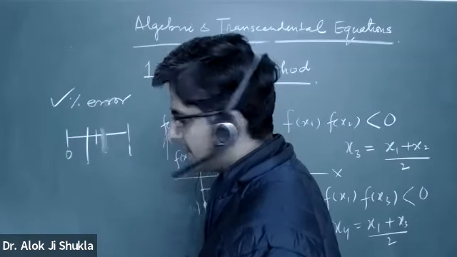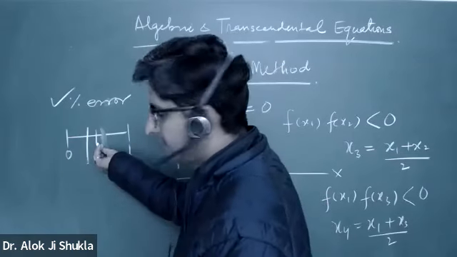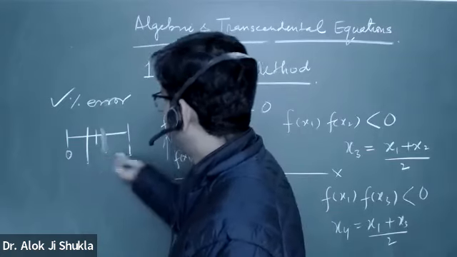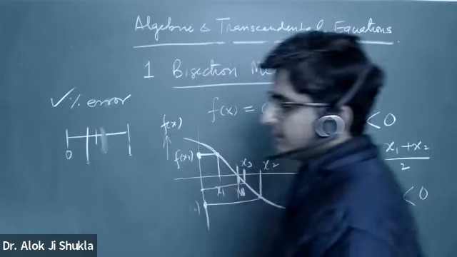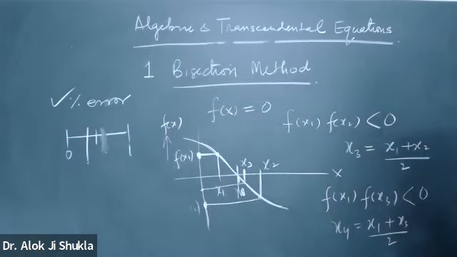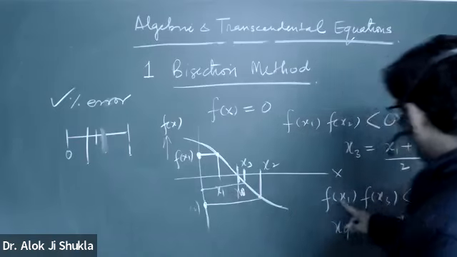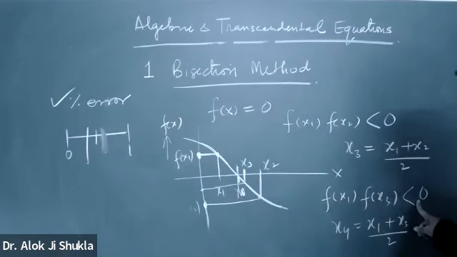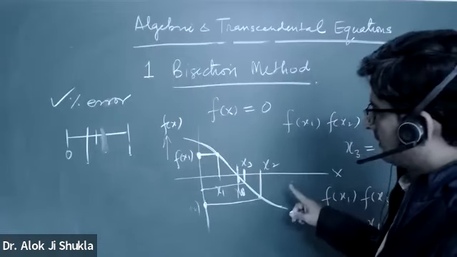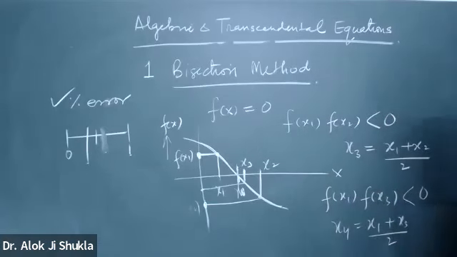Yes sir. Either it is between 0 and this, or it is between this and this. Okay, only two possibilities will be there. So either f(x1) and f(x3) will be negative, or f(x2) and f(x3), it will come between x2 and x3. Okay, yes sir. So we will check that.